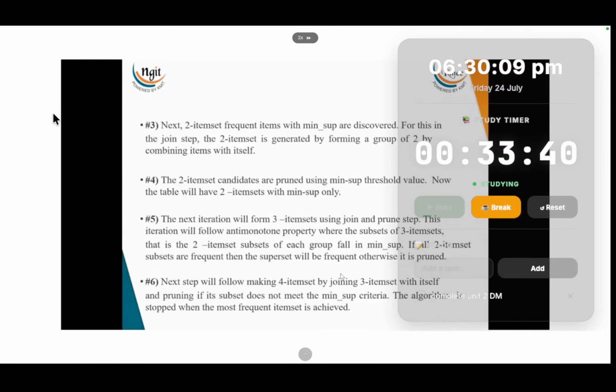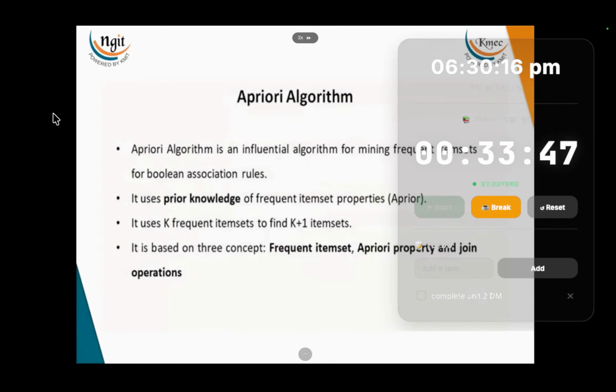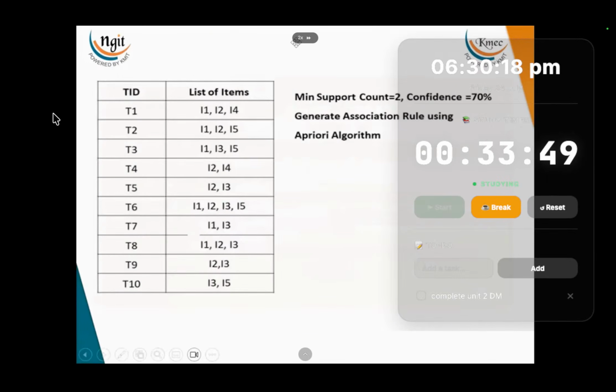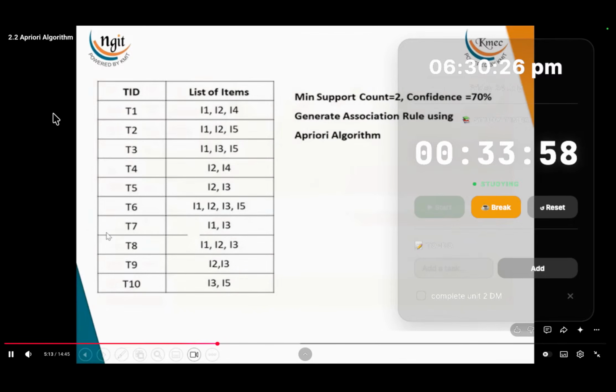So in this way, we'll continue with the creation of item sets. And if there is any subset which doesn't meet the minimum support criteria, then the algorithm will stop working. Now let us see how all this works with a numerical example. So look at these transactions. It consists of some 10 transactions, and each transaction has a list of items. And also we have the minimum support count as 2, and minimum confidence as 70%, right? So using this, now we need to generate the association rules.